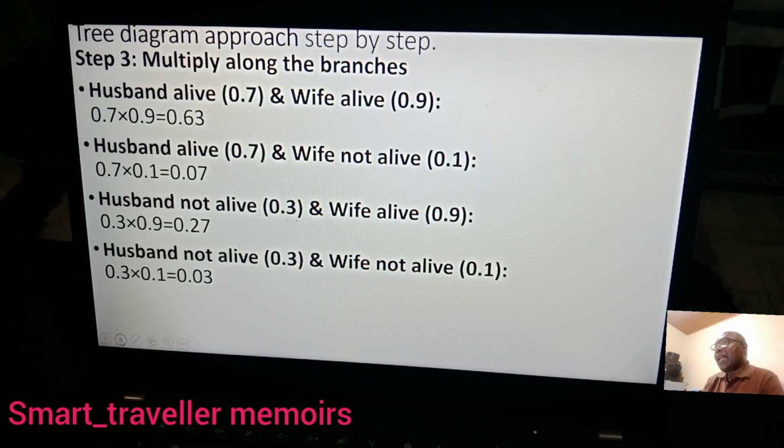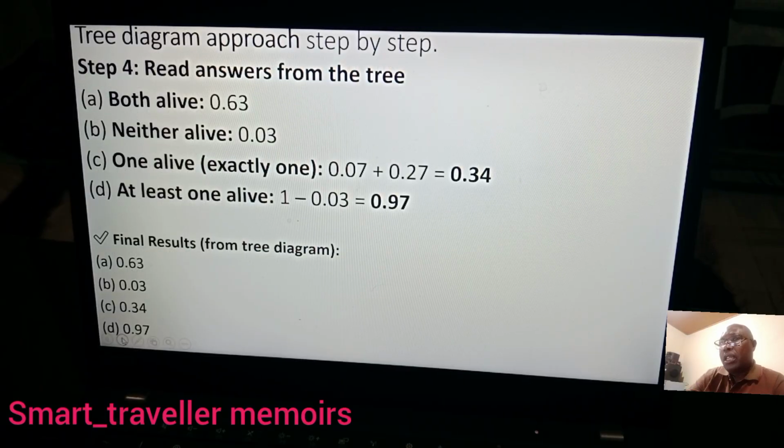That is, for the husband alive, you have 0.7, and for wife alive is 0.9. When you multiply them, you get 0.63. For the husband alive and the wife not alive, you multiply the two, 0.7 times 0.1, you get 0.07. Husband not alive, wife alive, 0.3 times 0.9, which is 0.27. And husband not alive, 0.3, wife not alive, 0.1, multiplied gets 0.03.